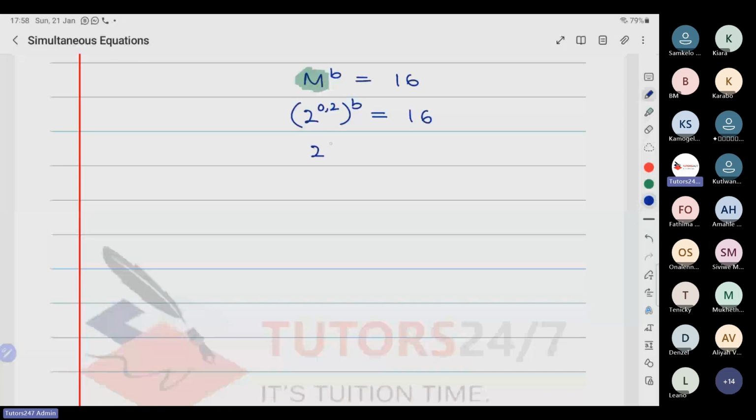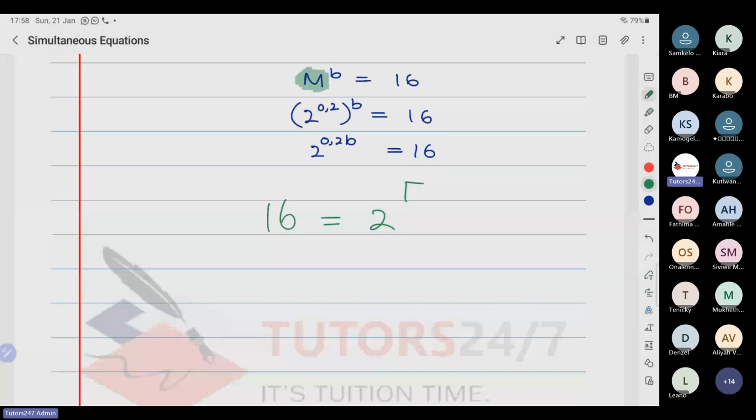Now, this is still exponents. We're still busy with exponents. What are we going to do to 16? Who has an idea? Get a prime factor. Perfect. That is correct. Because we want to solve for b, which is an exponent, we need to get rid of the bases. In order to get rid of the bases, we need to make the bases the same. So we need to turn 16 into 2 to the power something.